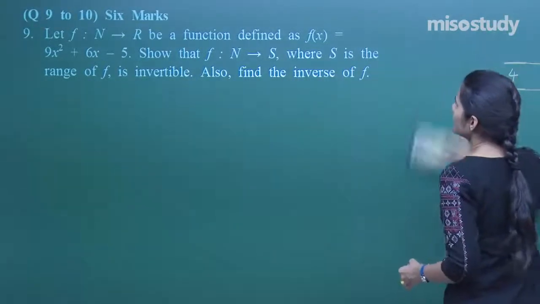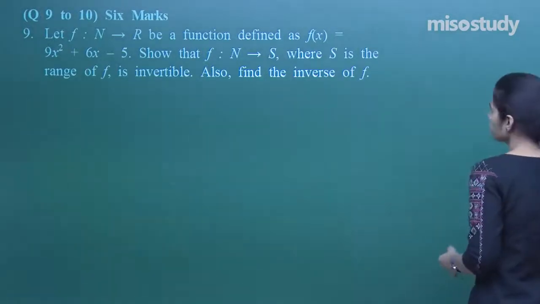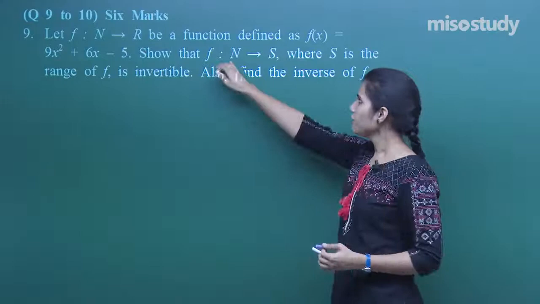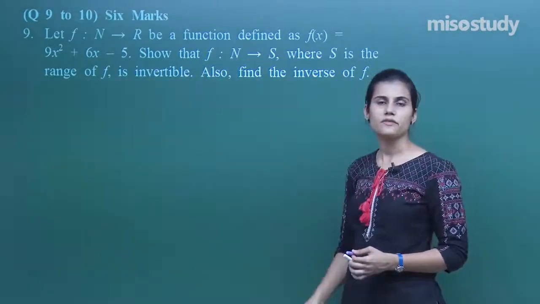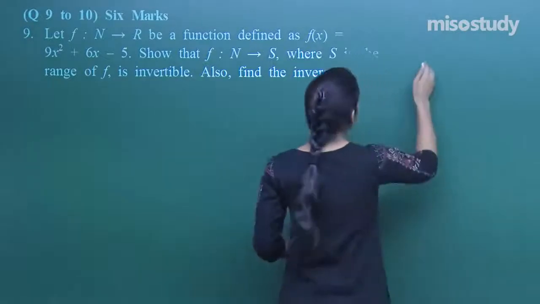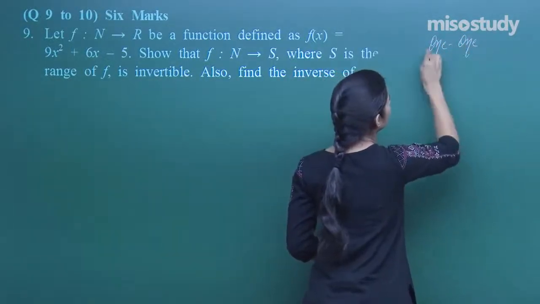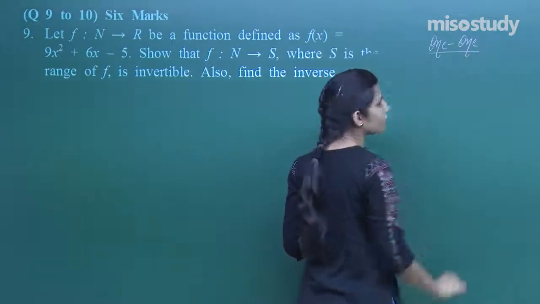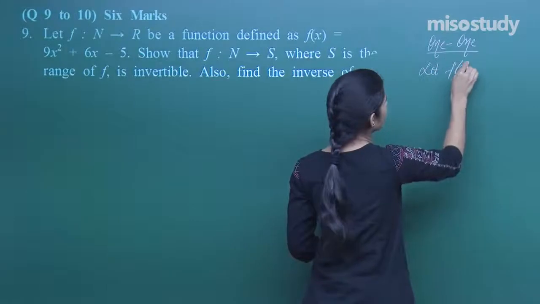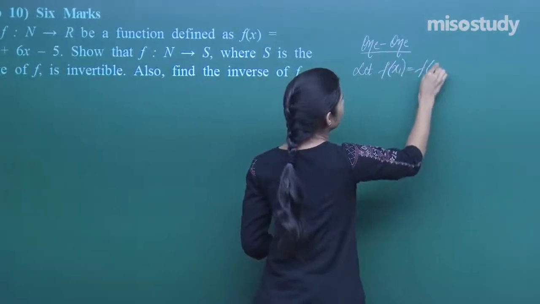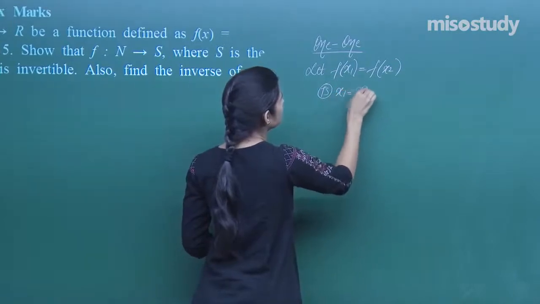Show that f from N to S, where S is the range of f, is invertible. In order to show that f from N to S, where S is the range of f, is invertible, I need to ensure that f is one-one and onto. So let's first talk about injectivity or one-oneness of f. Let f of x1 be equal to f of x2. I need to show x1 equals x2.